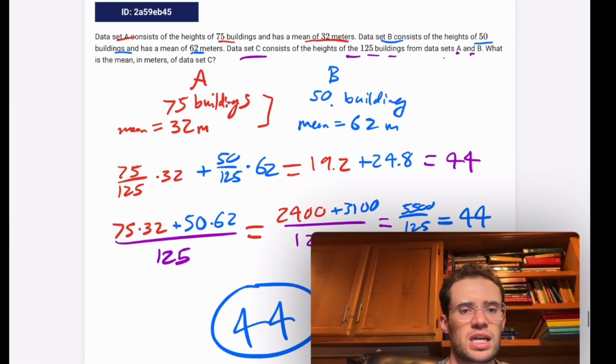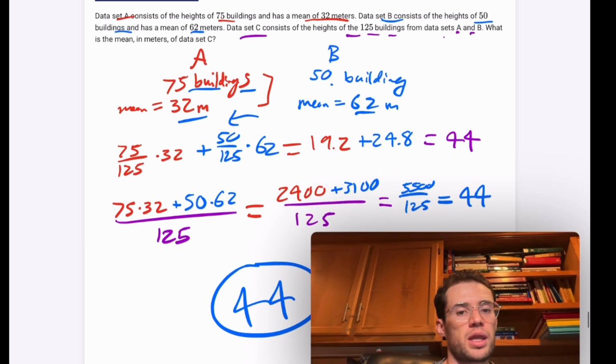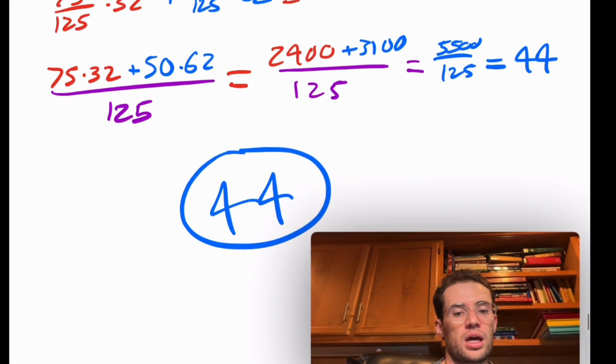And just to check if it makes sense, right? It's between these two values, so that's good. And it's a little bit closer to A, which makes sense because there are more buildings that have that mean, 32. So it should be closer to the one that's more represented in the combined set.